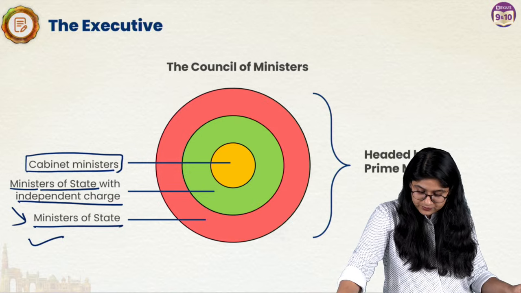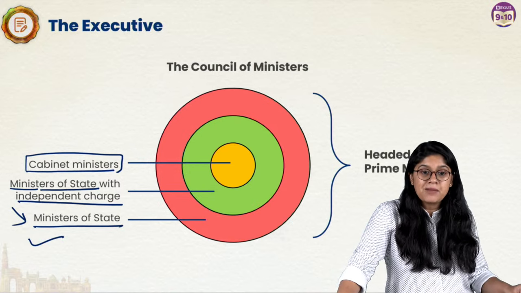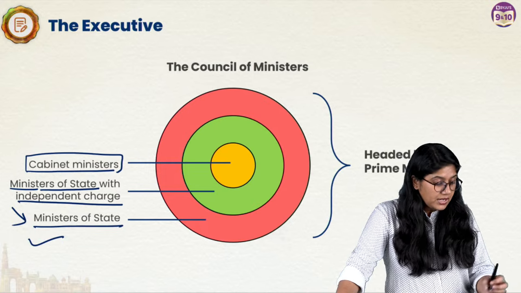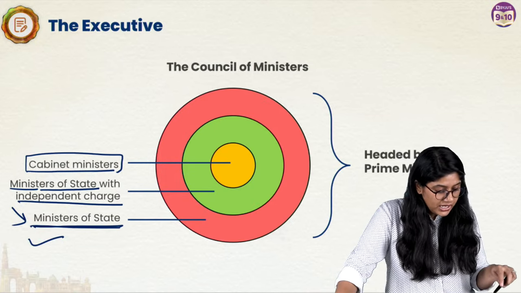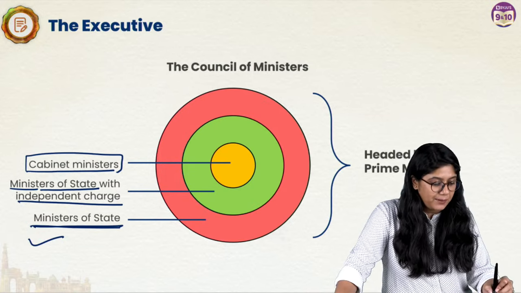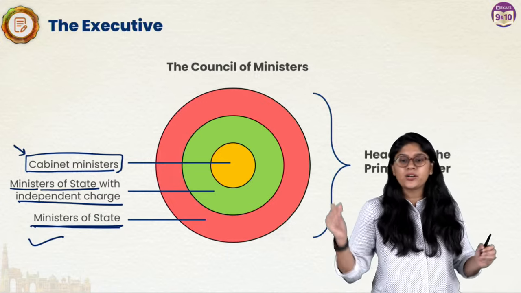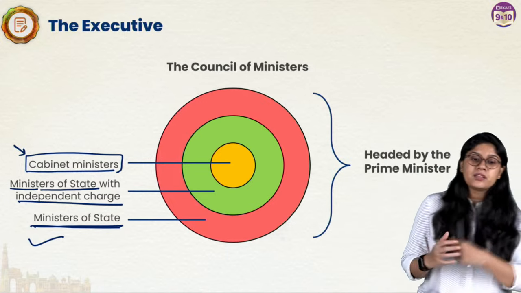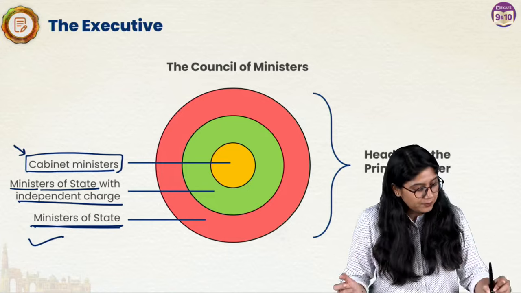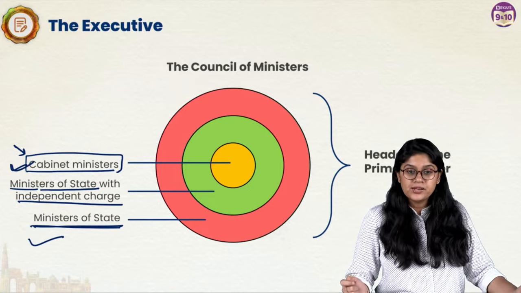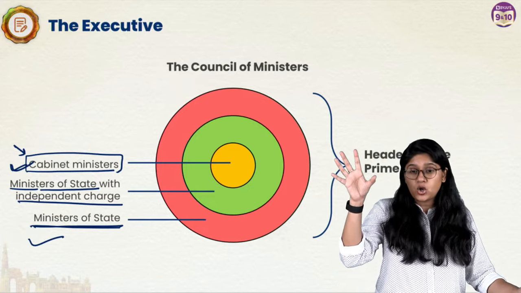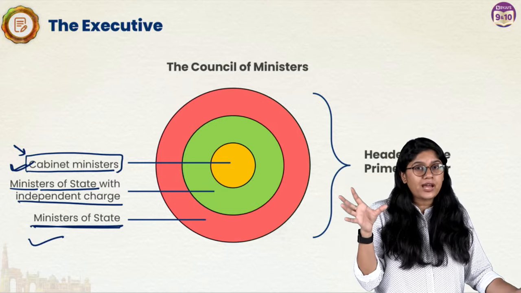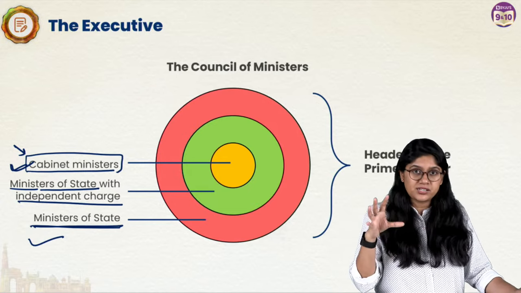Ma'am, what are the Minister of States? Minister of States are the ministers who will be helping the cabinet ministers, as subordinates, right? See, cabinet ministers are the ones at the top, who will be in direct contact with the prime minister, meeting and discussing other things.